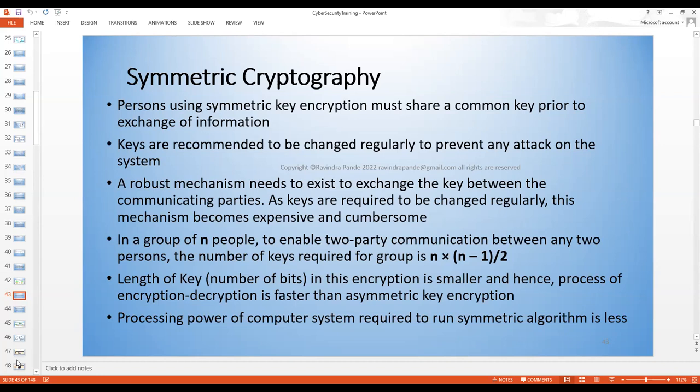So this way, these symmetric cryptographic keys are shared across, which does mean that in the Google scenario, we are more vulnerable as far as the symmetric keys go. The password and your username is basically a composite symmetric key they've used from one end to another. A robust mechanism needs to exist to exchange the key between the communication parties. But if keys are required to change regularly, this mechanism becomes expensive and cumbersome. Expensive in the sense, well, you need to spend some effort on the server as well as client end, right? If you look at the sheer number of Google users, you could understand how many processor cycles are required at a server end.